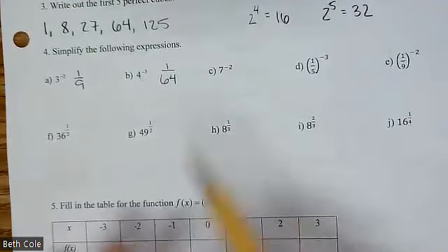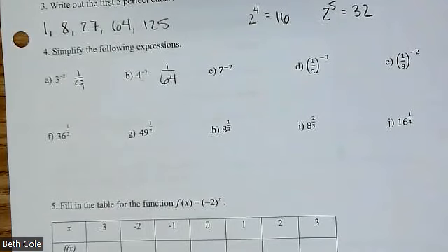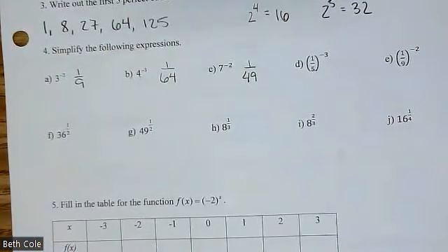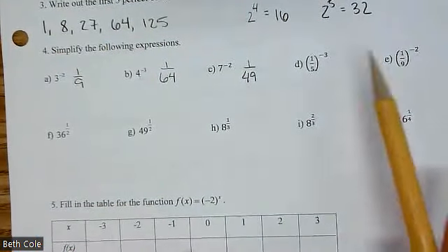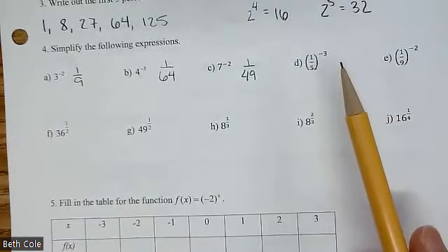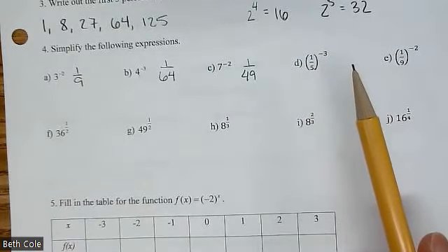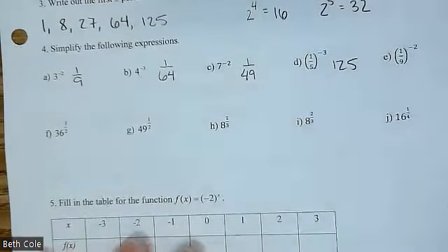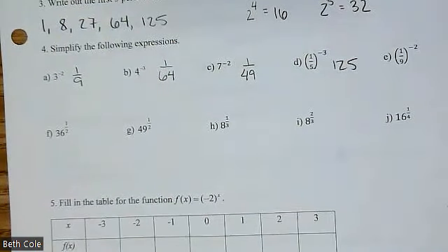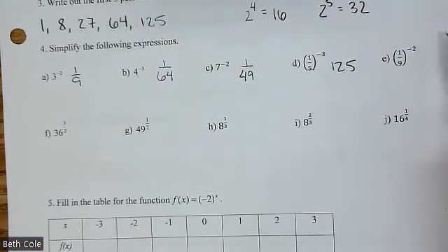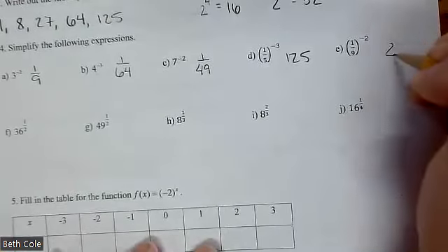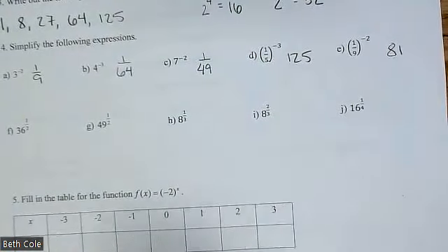So how about this one? 1/49. Good. Now you're going to flip the 1/5 and it would just be 5 cubed, 125. So again, the negative exponent just means that you flip it. That's all. So this negative, you're going to flip it. It would just be 9 squared. Good. 81. So a negative just means you flip it.